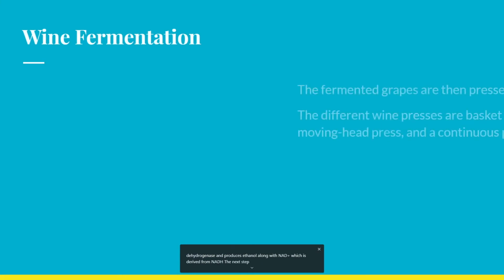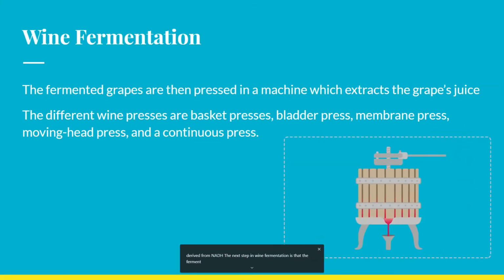The next step in wine fermentation is that the fermented grapes are then pressed in a machine which extracts the juice from the grapes. The different wine presses are basket presses, a bladder press, a membrane press, a moving head press, and a continuous press.